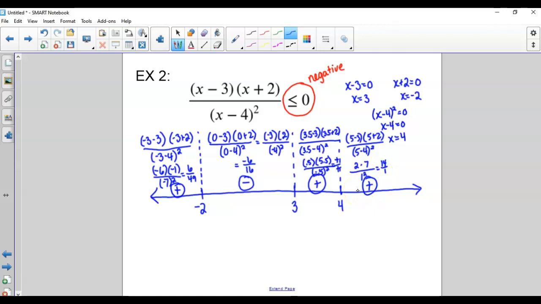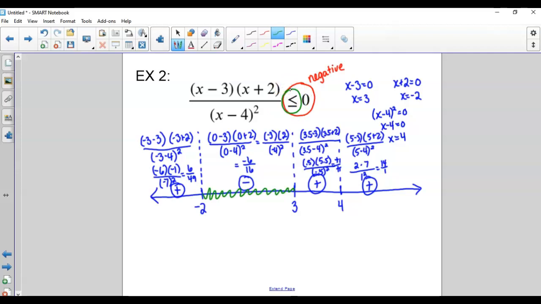And so the answer to this question needs to be any value that gives us a negative or 0. And we can see here that we're only getting a negative value right here between negative 2 and 3. And so whenever we do this, in this case we have an or equal to.